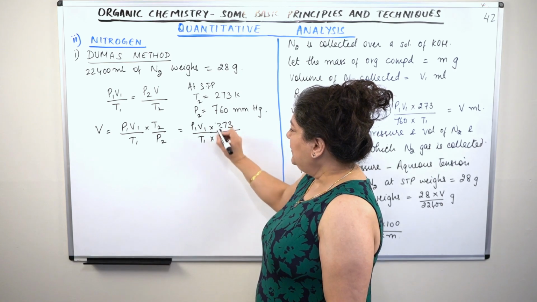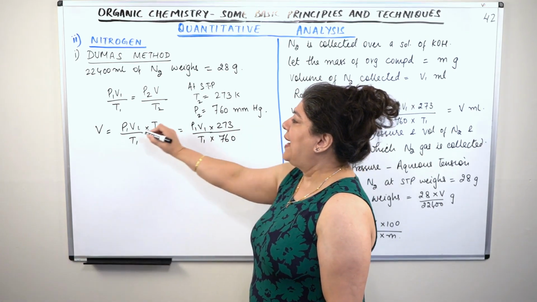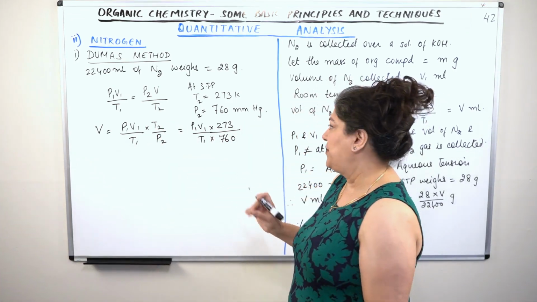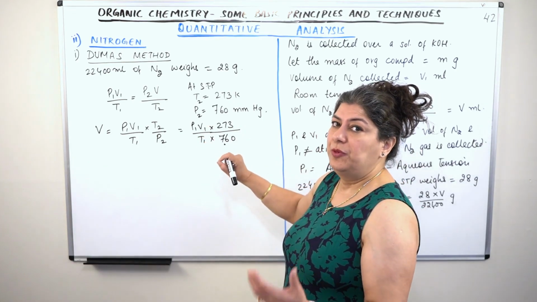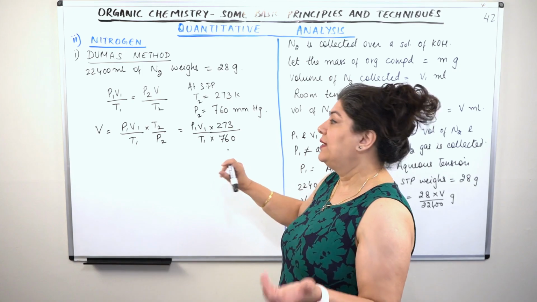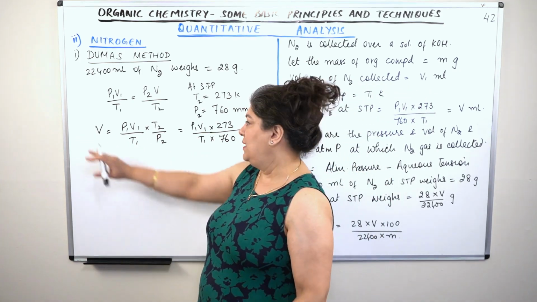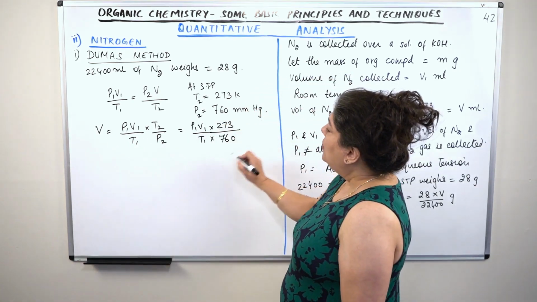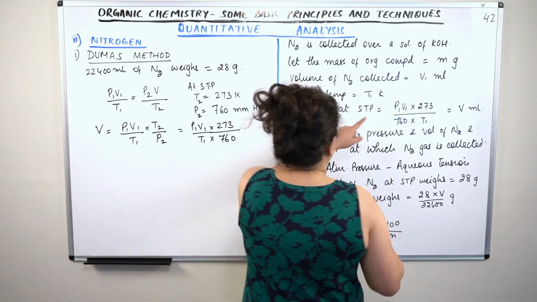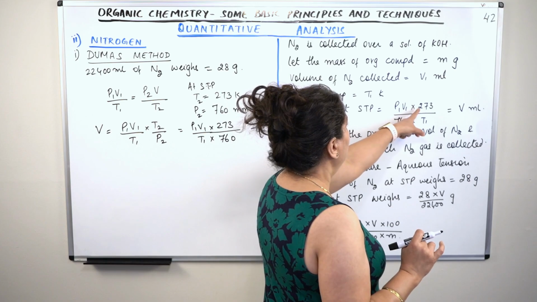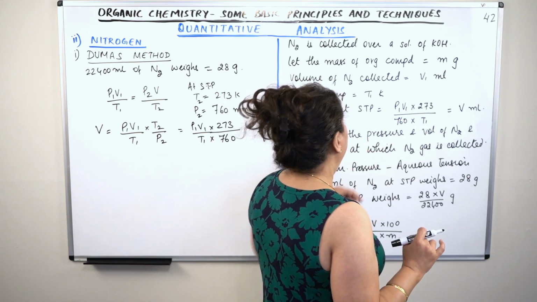The units would, as it is, get cancelled because this is just a ratio. So we'll just put the values here. For P1, V1, even if you did put the units, they would get cancelled and you would get the milliliters in the end. So this was what you get: volume equals P1V1 upon T1 into 273 upon 760.